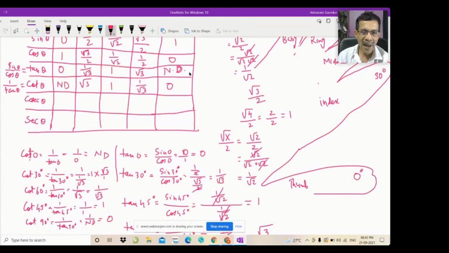So this is the forward direction, and for cot you go in the reverse direction. Either you remember it like this or find cot theta as 1 upon tan of theta. So there are two methods. Once you know tan theta, for cot theta you go in the reverse direction. So I hope that is clear now.